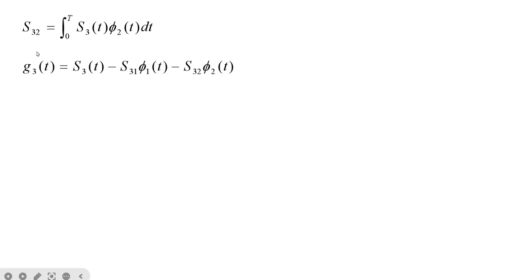Next we need to find the intermediate function G3. So G3 of t is given as S3 of t minus S31 into phi 1 of t minus S32 into phi 2 of t. So here we take the minus sign common, and in the bracket remains S31 into phi 1 of t plus S32 into phi 2 of t.